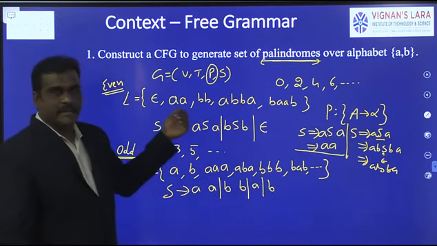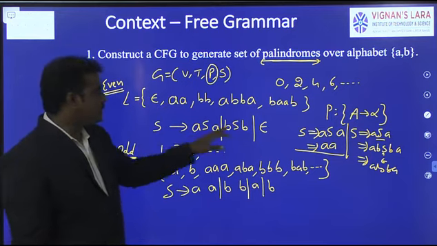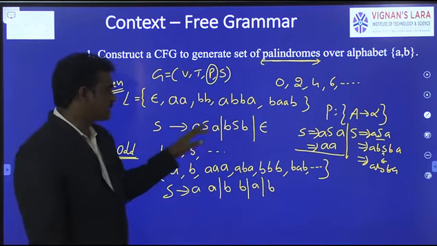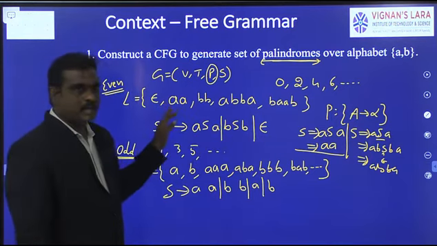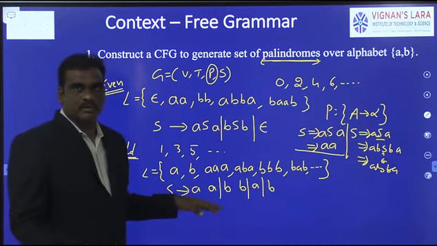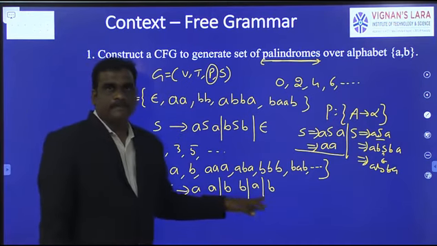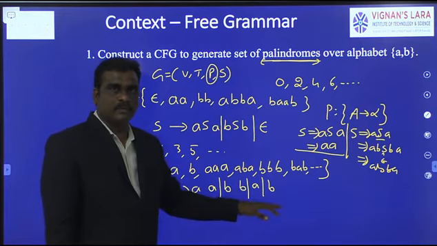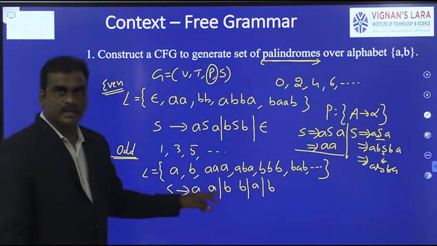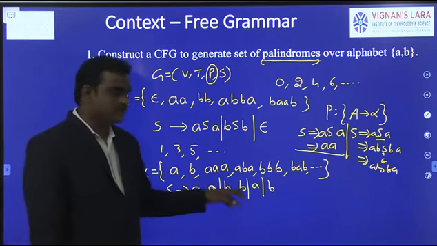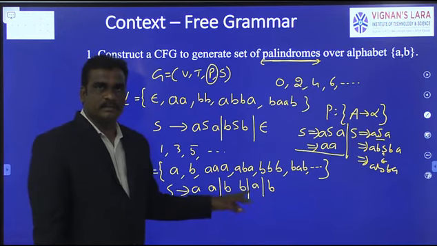Because in an even length palindrome we have a total of three possibilities: starts with A, starts with B, or epsilon. But whereas in this case we have a total of 4 possibilities. The string only A, the string only B, or starts with A, ends with A, starts with B, ends with B.